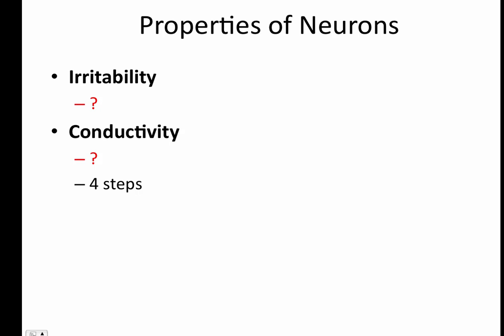The first property of neurons is that they're able to respond to a stimulus, and that's what we give the term irritability: the ability to respond to stimuli. Another property of neurons is that they're able to conduct a message from the cell body all the way down an axon. And so by doing that, it can transmit an impulse.